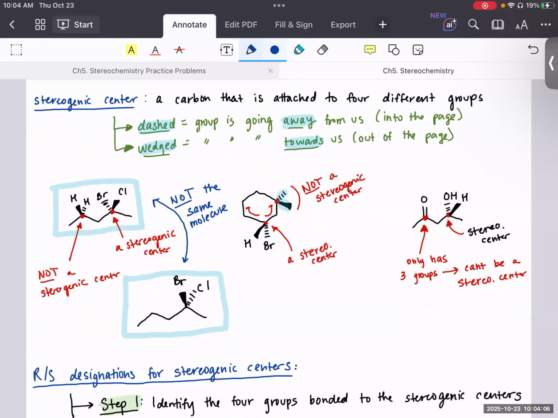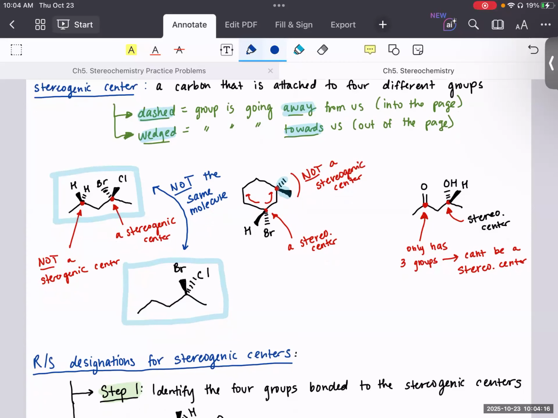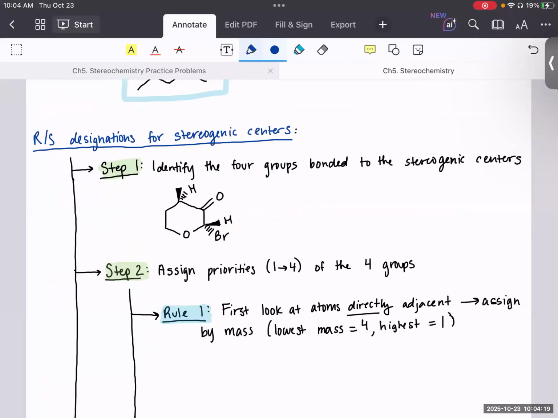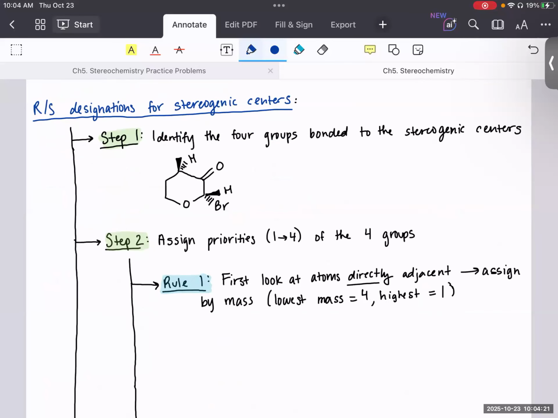And so the next part of what we're going to talk about is how do we use RS designation to describe what the three-dimensional orientation of all the groups is at a stereogenic center. All right, so for this part, I'm going to use the exact same molecule to work through all these problems. I already have it drawn in over here. And so let's start off with step one.